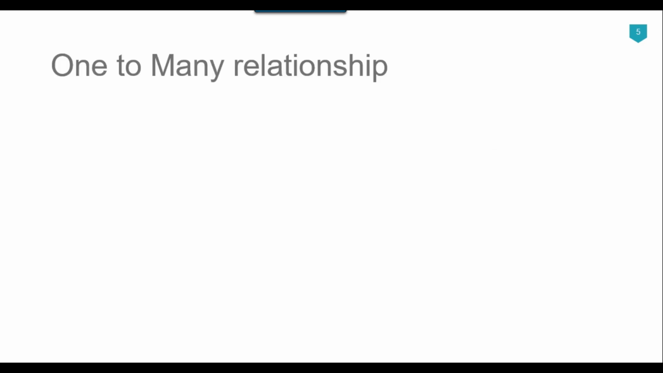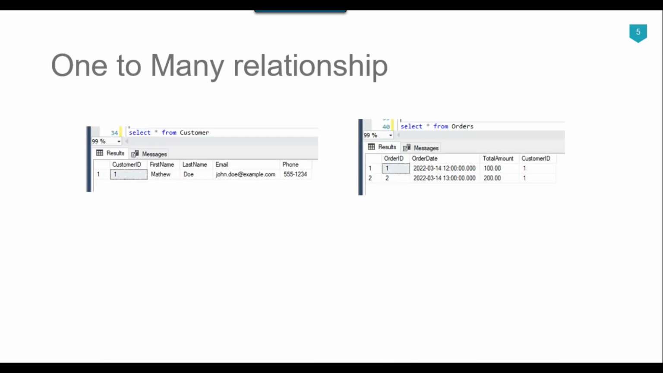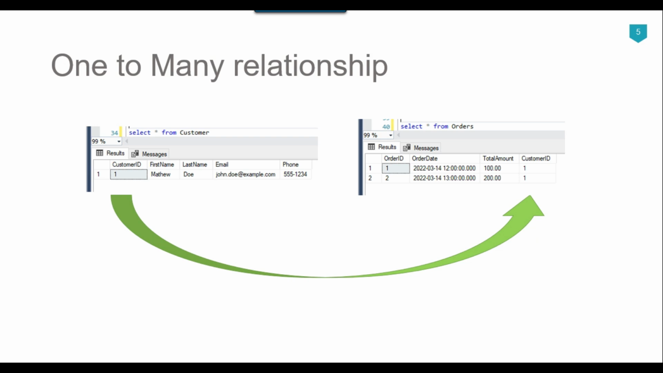Now the second one is the one-to-many relationship in SQL Server. When one record from the first table is associated with one or many records in the second table, then this is an example of the one-to-many relationship. You can see that the customer ID from the customer table is linked with the customer ID in the orders table. So this is a classic example of a one-to-many relationship in SQL Server.